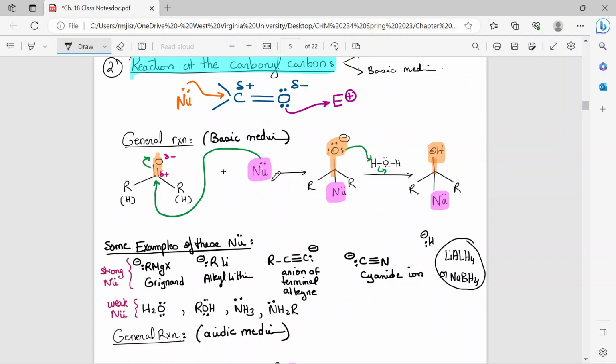So let's start with the basic medium reactions, precisely the lithium aluminum hydride and the sodium borohydride.